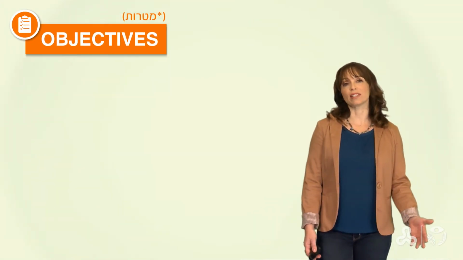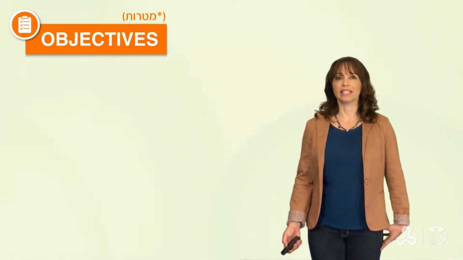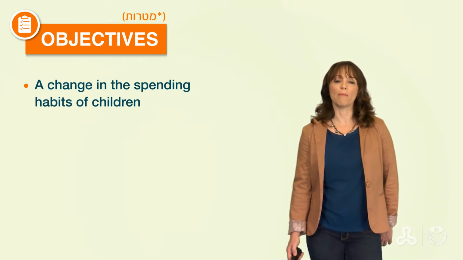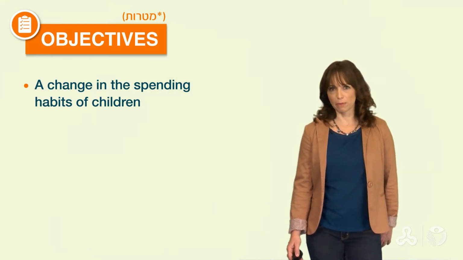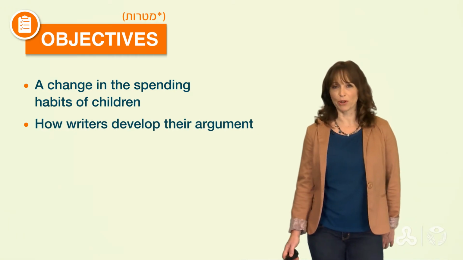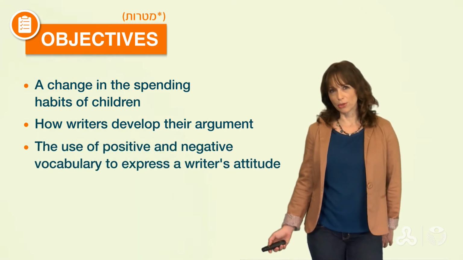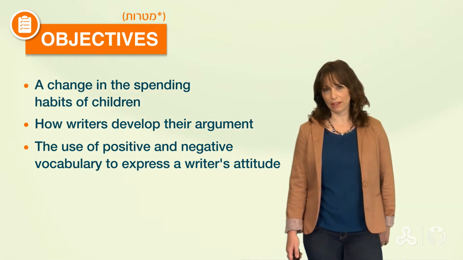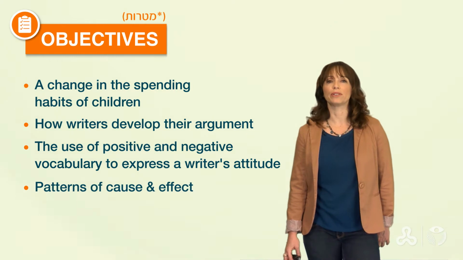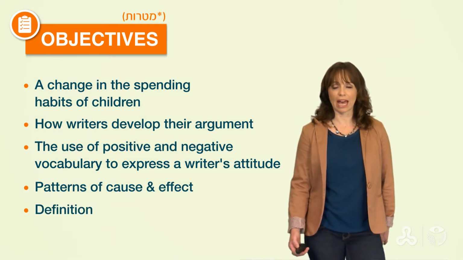The objectives for this unit is that we're going to learn about a change in the spending habits of children. We're going to learn how writers develop their arguments. We're going to look at the use of positive and negative vocabulary to express a writer's attitude. We're going to be looking at patterns of cause and effect. And also, we're going to be looking at definition.